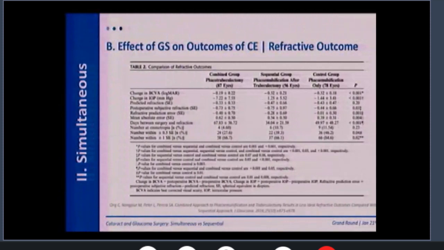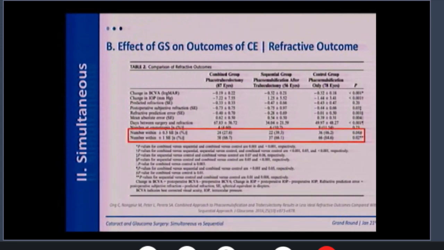So after looking at those two studies, people thought, okay, let's not do both surgeries together. Let's do a trap first and then do a phaco later. And the question was, okay, if I defer the phaco, will the refractive outcome be accurate or not? And this study was designed to answer that question.